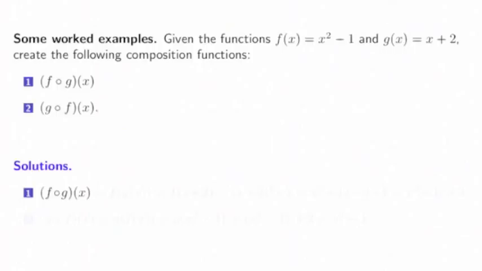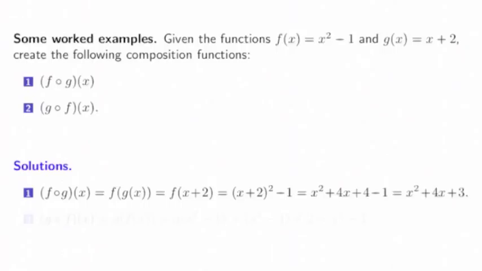In the first case, f composed with g of x is f of g of x, which is f of x plus 2, since g of x is x plus 2. F of x plus 2 is x plus 2, the quantity, squared minus 1. Work out the algebra, expand x plus 2 squared to x squared plus 4x plus 4, subtract 1. Our final answer is x squared plus 4x plus 3.